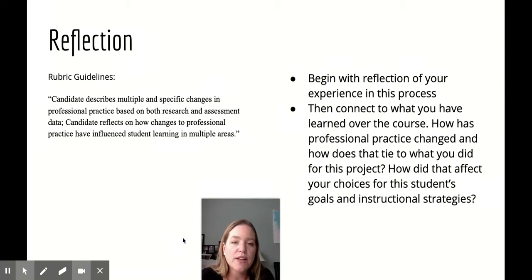So you begin with a reflection of your experience in this process of this KA assessment in general. Then you connect that to what you've learned over the course. How has professional practice changed when it comes to assessment? And then how does that tie to how you've changed as a professional during this project? How did what you have learned throughout this course affect your choices for this student's goals and instructional strategies? Did it have an effect, right? Hopefully it does. Hopefully it helps you dig deeper into this process and think it through a little more in depth.